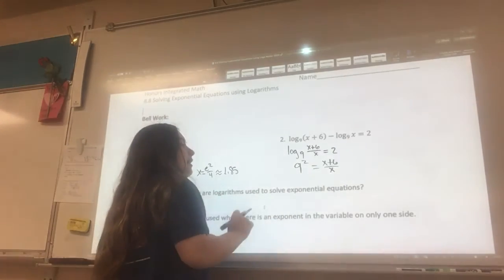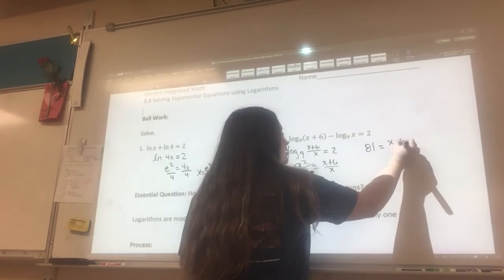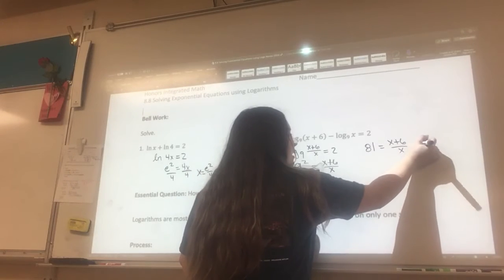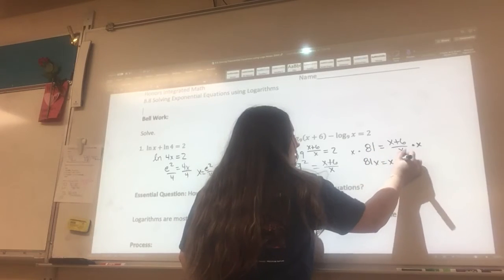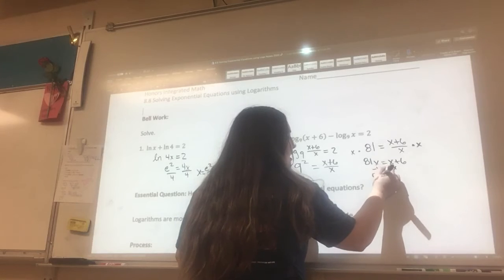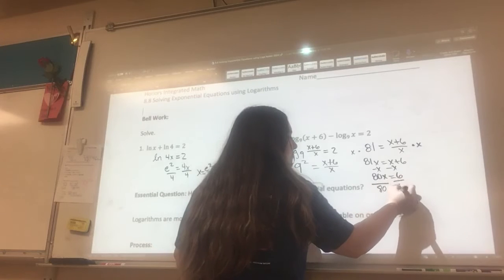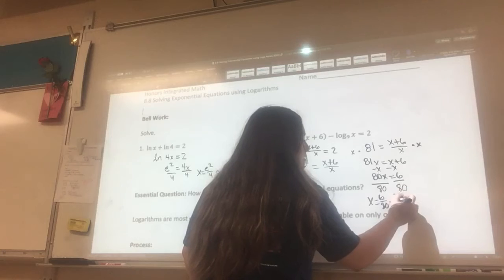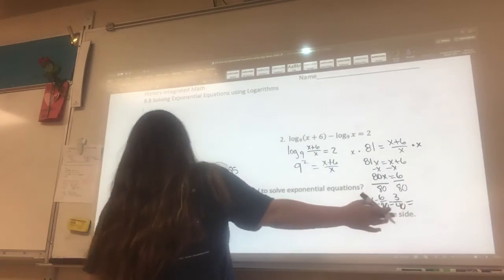So I'm going to simplify 9 squared to be 81, still equals x plus 6 all over x. I need to get rid of the division by x, so I'm going to multiply by my x. I'm going to get 81x equal to x plus 6. I subtract x from both sides, so I'm going to get 80x equals 6. I'm going to divide by 80. So x is going to equal 6 over 80, which is the same thing as 3 over 40, which also equals, I believe, 0.075.